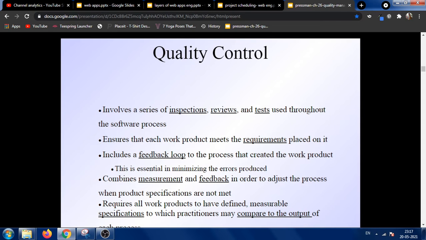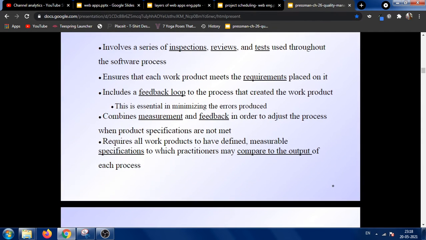The inspections look at how far the process has come, what is needed and what is expected for the particular process. And the reviews go through what has been confirmed before, at the previous level of the process. These inspections, reviews and tests together give the quality control. Next, it ensures that each product meets the requirements placed on it. So for the product being released, is it meeting the requirements properly?